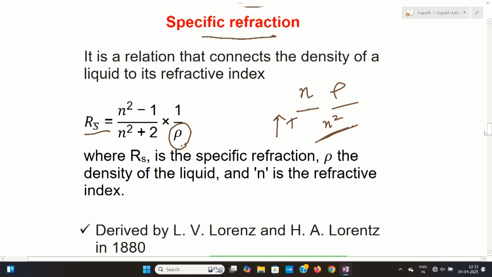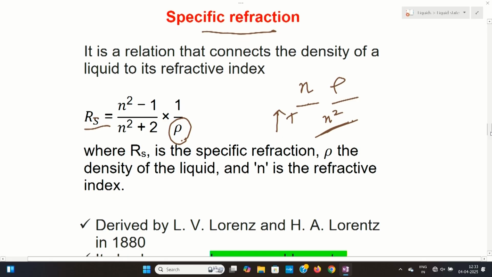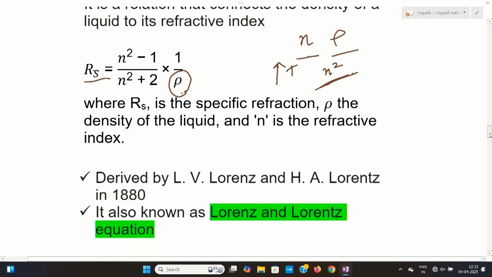This is about specific refraction. The equation is Rs is equal to n square minus 1 divided by n square plus 2 into 1 by rho. This equation is also known as the Lorentz equation, and the specific refraction is independent of temperature.